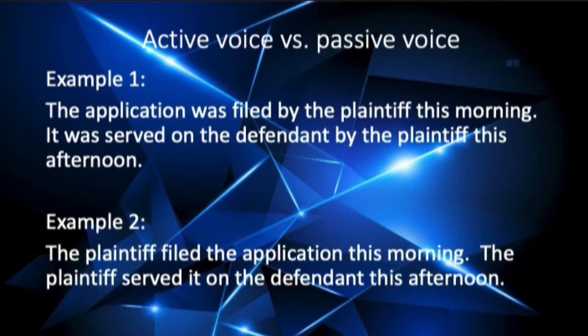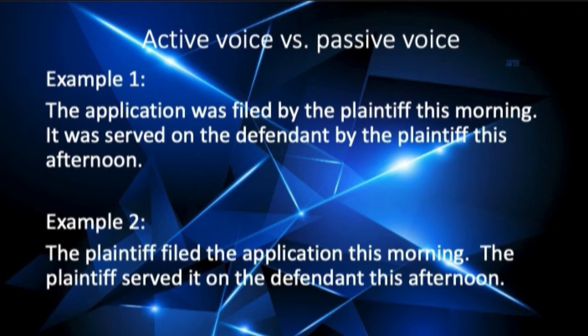Moving on to looking at the difference between the active voice and the passive voice. Plain English drafting principles say that we should use the active voice wherever possible. So look at the two examples on the slide and try to identify which one is expressed in the passive voice and which one is in the active voice. Pause the video if you need to.